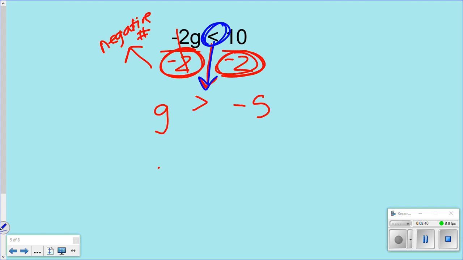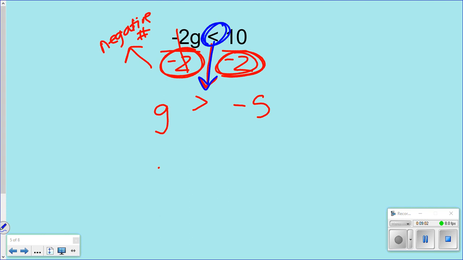Now, if g is greater than negative 5, what can g be? Let's try 1. Can we put 1 in? Because that's greater, right? So it's negative 2 times 1, negative 2. That makes it true, right? Negative 2 is less than 10.